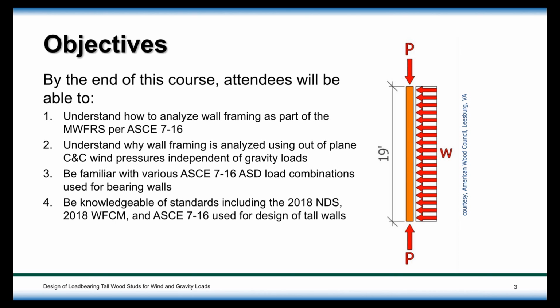And we'll look at ASD load combinations from ASCE 7 that are used for bearing walls for light frame wood construction. And we'll be referencing several standards today, including the IBC, the IRC, AWC's NDS, and Wood Frame Construction Manual. And we've obviously already mentioned ASCE 7.